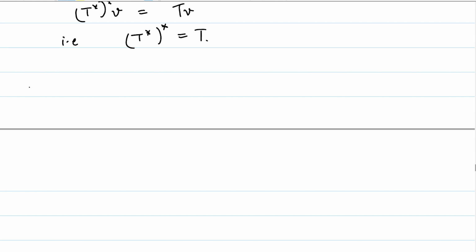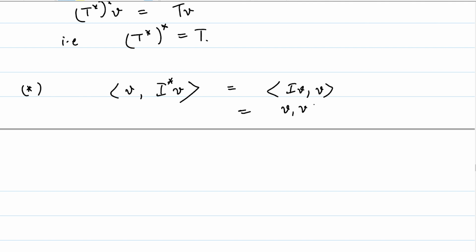Oh yeah, some more basic questions. What is the adjoint of the identity? I star. Again, let's look at I star. Now we will use, so I is the identity map from V to itself. So this is an inner product in V. This is just going to be the inner product of IV comma V, which is equal to V comma V, which implies this is true for all V in capital V.